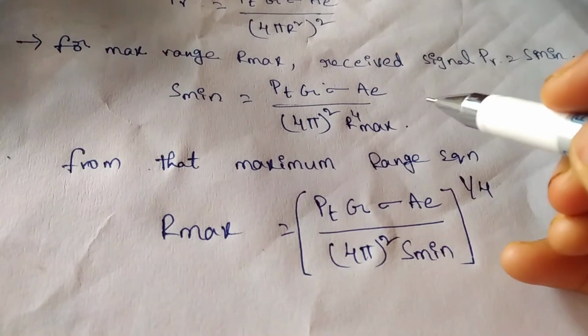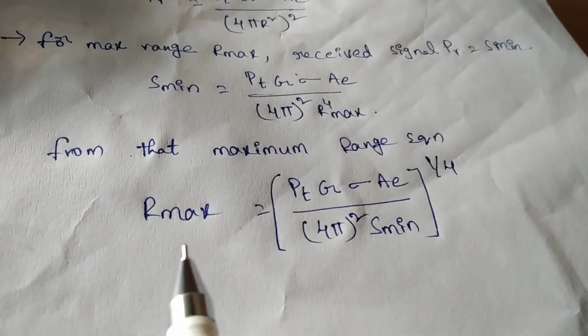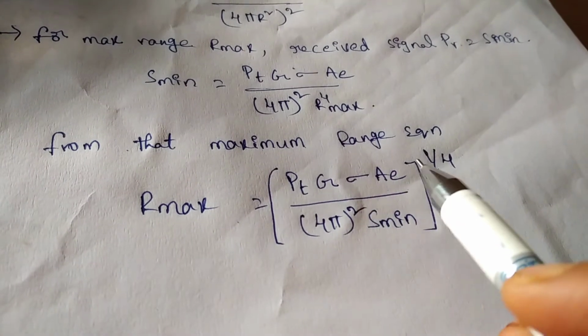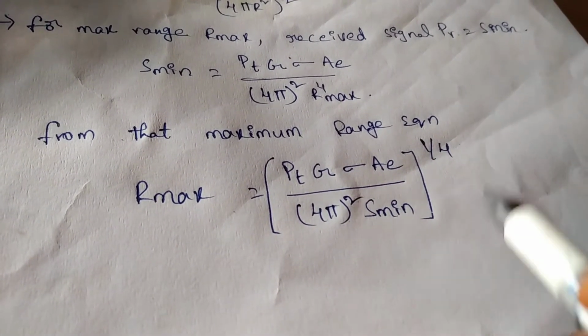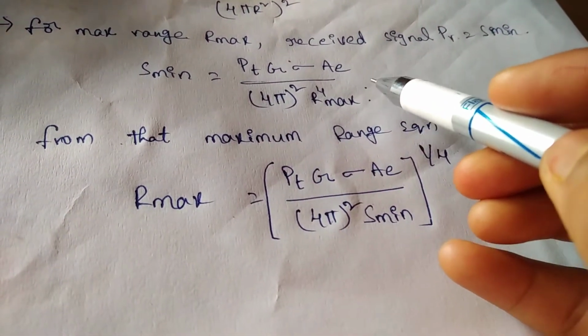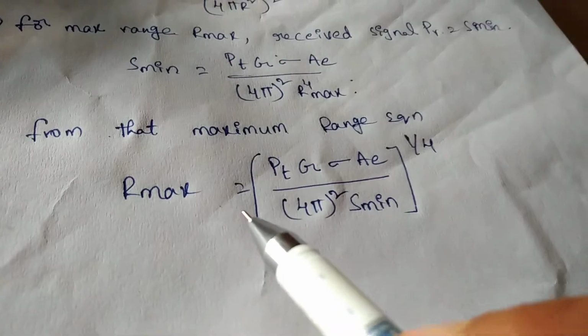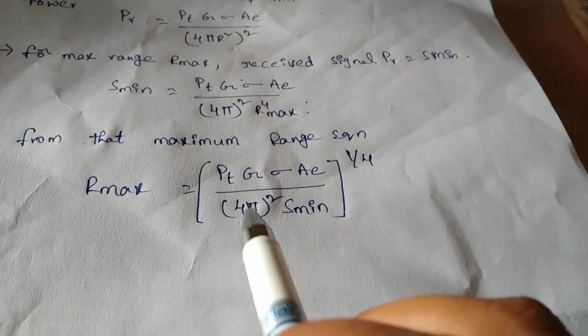From this equation, the maximum range equation is R maximum equal to PTG sigma AE by 4 pi whole square S minimum, whole power 1 by 4. So this is what the radar range equation is.